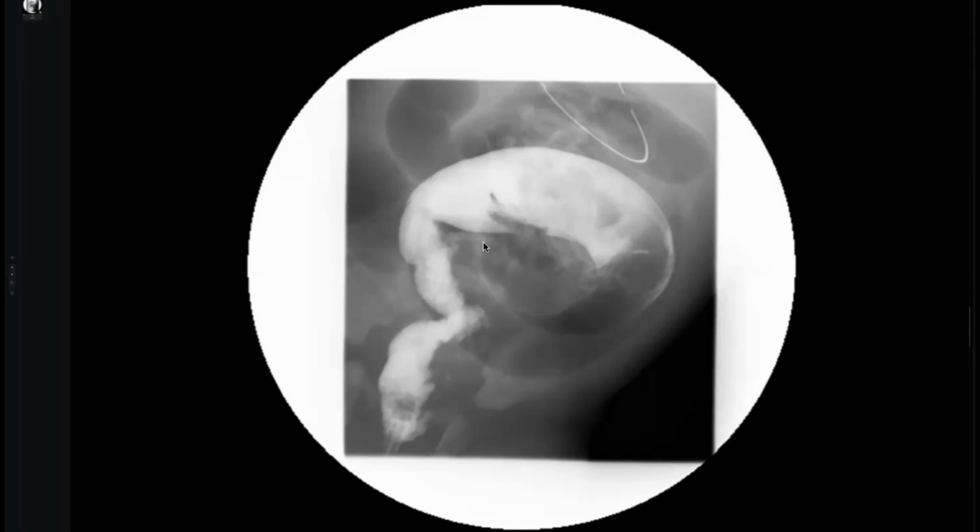Doctor, there is a very important sign you must tell when you see this Hirschsprung contrast enema. What is the sign? Oh yes, tell me.